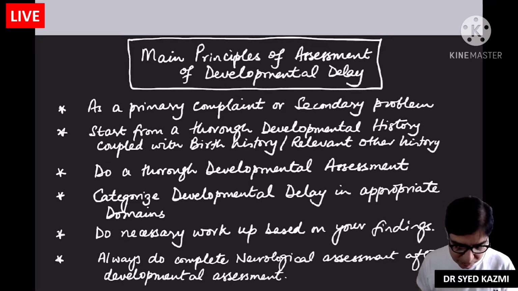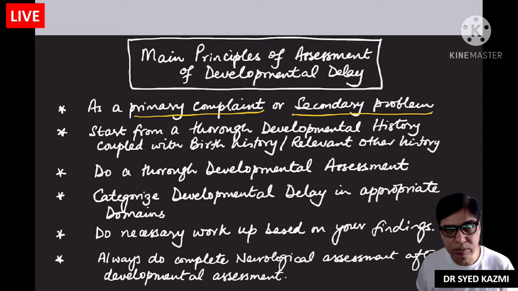So a child might come with a primary complaint of developmental delay, or you might pick it up as a secondary problem, though the parents are not telling you, but your examination picks it up. Whether you are dealing with it as a primary or a secondary complaint, you should start with a very thorough developmental history. So it's important to know about the developmental milestones.